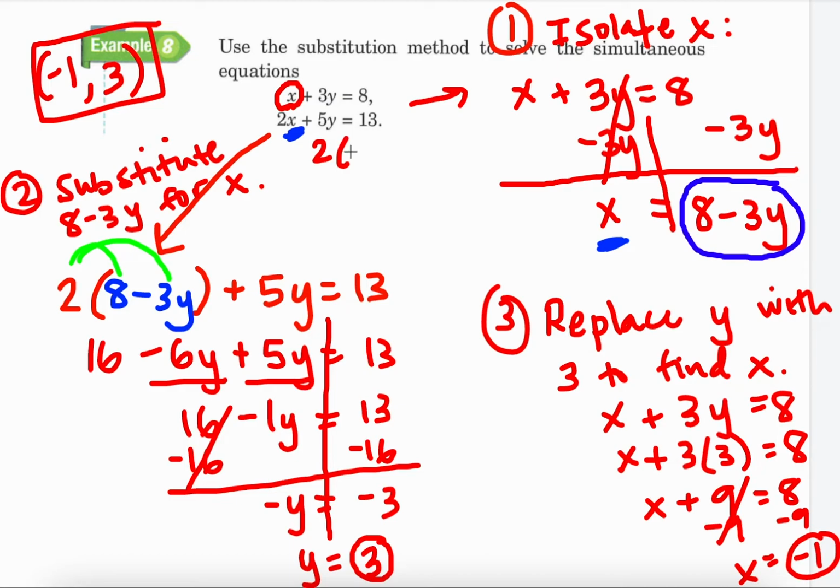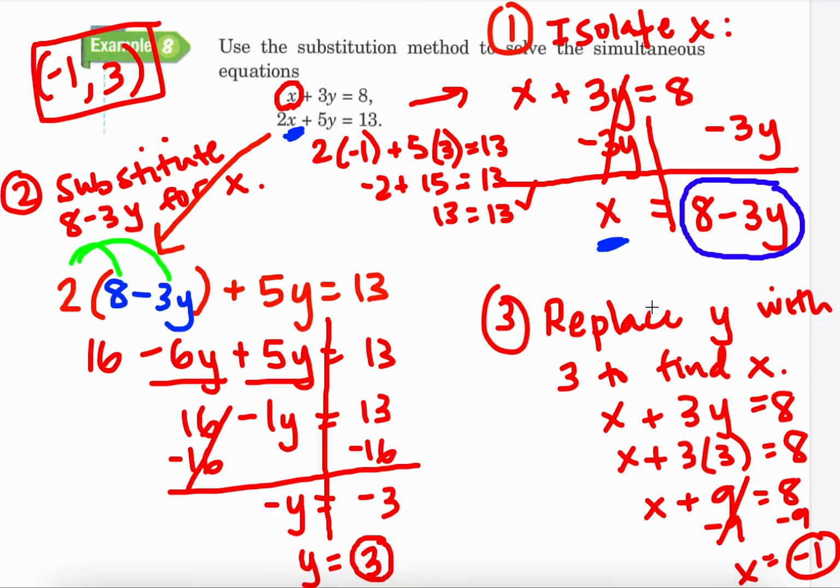2 times x, which is -1, plus 5 times 3, because y equals 3, equals 13. 2 times -1 is -2, plus 15 equals 13. 15 minus 2 is 13, so 13 does equal 13. Yes, that checks out. And it should check out if we did the math correctly here when we replaced y with 3 to find x.